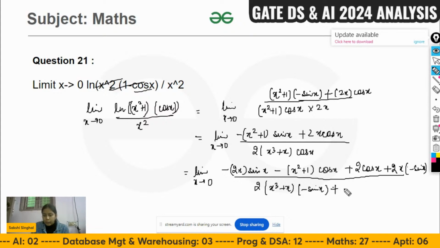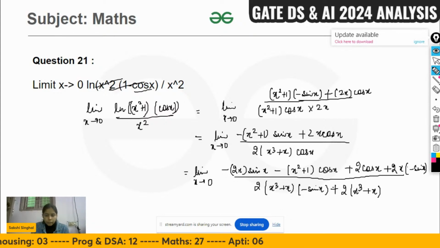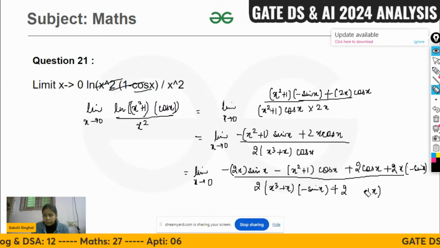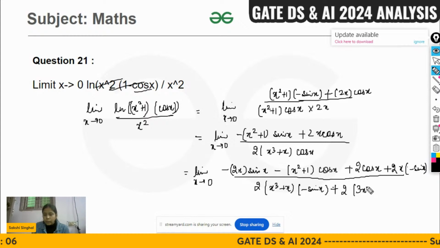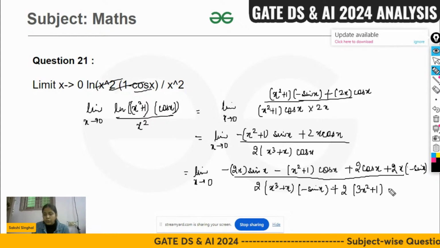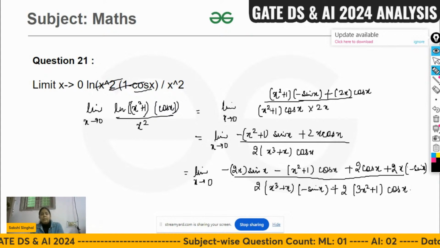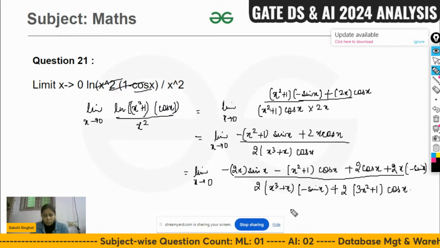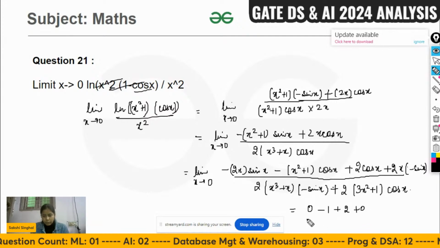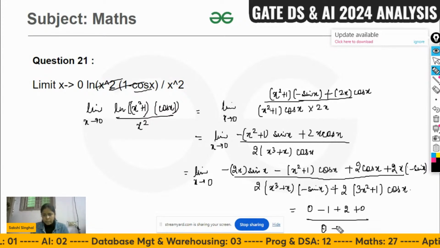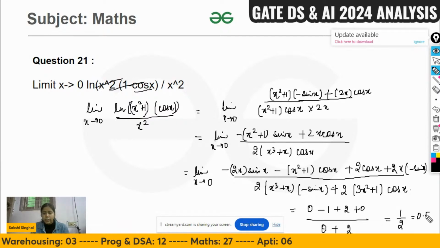So that would not be advisable, if you break these two functions, right? And then we have a plus sign, 2 of x cube plus x. Okay, sorry, I just have to differentiate this. So what would I get here? I'll get 3 into x square plus 1 and the differentiation of cos x as it is. Right, so now I'll try to put the limit. So what would I get? 0 minus 1 plus 2 plus 0. The denominator would be 0 plus 2. Right, so I can see that 1 by 2. So 0.5 is the limit.